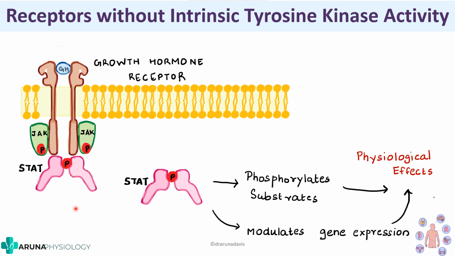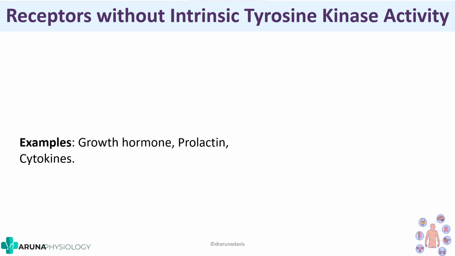So this is how receptors without intrinsic tyrosine kinase activity work. So see, once the growth hormone binds, there will be a conformational change. The docking sites for JAK kinases are now open. So JAK kinase, which is a protein kinase, will be activated. This in turn will activate the STAT proteins, which when they get phosphorylated, will form a dimer, and this dimer will in turn phosphorylate other substrates and modulate gene expression and thereby cause physiological effects. Okay. So a good example for receptors without intrinsic tyrosine kinase activity are growth hormone, prolactin and cytokines.